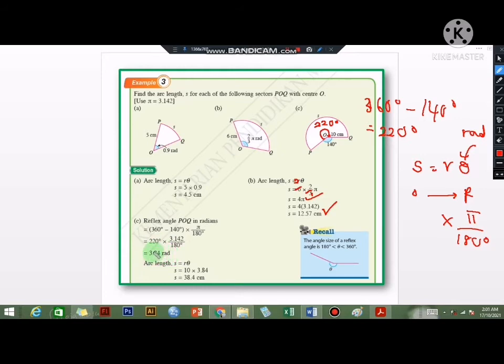You are done finding the value of theta. Now, actually we want to find the value of S, right? So we already got the value of theta, then you just key in the formula. S is equal to r theta. So what is the value of the radius? The value of the radius is 10 centimeter. 10 multiply with the radian we already calculated just now, which is 3.84. So 10 times 3.84, and then you will get your answer, 38.4 centimeter. That's it. This is how you do it.